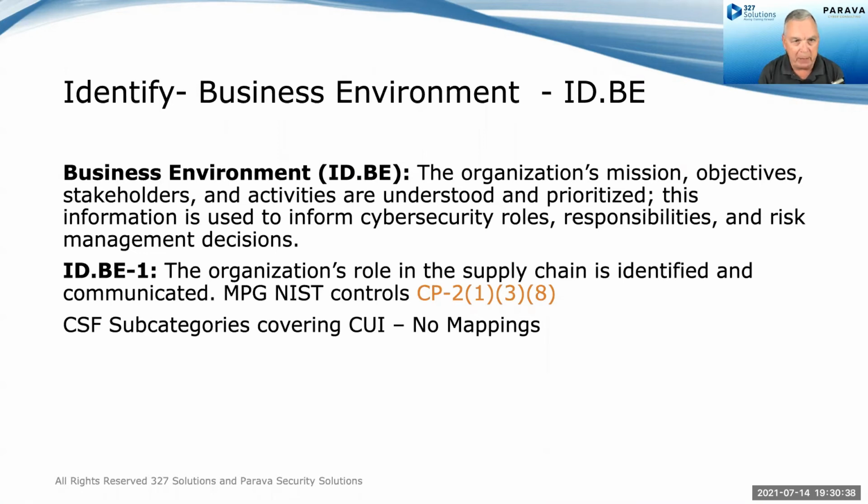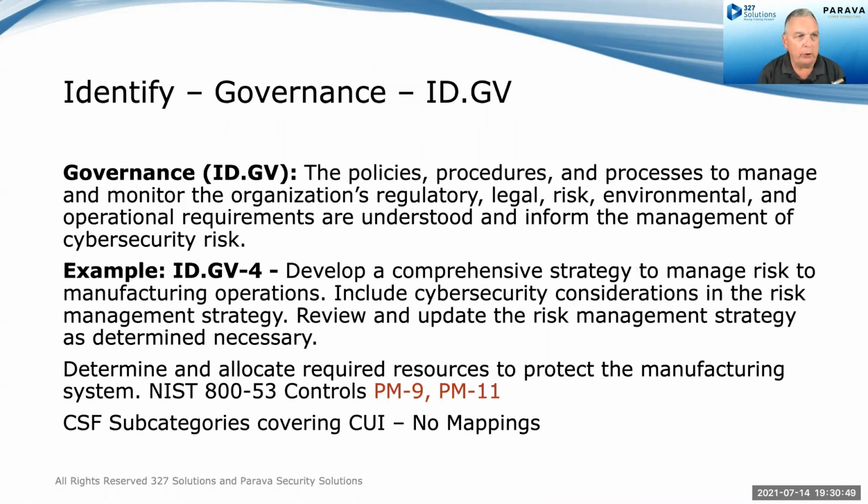This is again an example of some of the gaps that exist between the cybersecurity framework profile and NIST Special Publication 800-171. The next example we're going to take a look at is governance. Governance involves creating policies, procedures, and processes to manage and monitor organizations' regulatory, legal, risk, environmental, and operational requirements, and to be able to inform the management of cybersecurity risk.